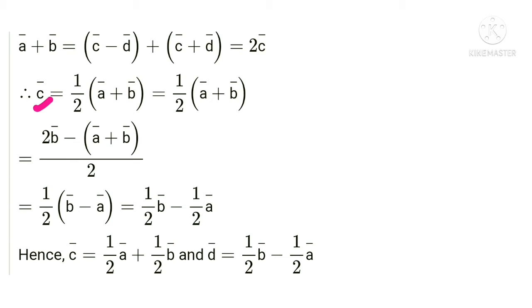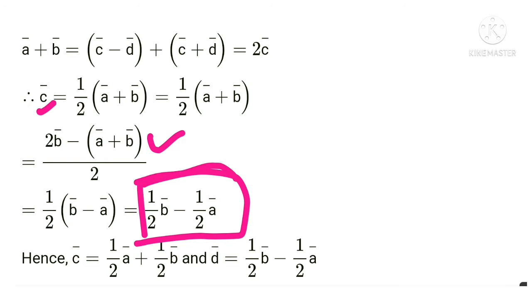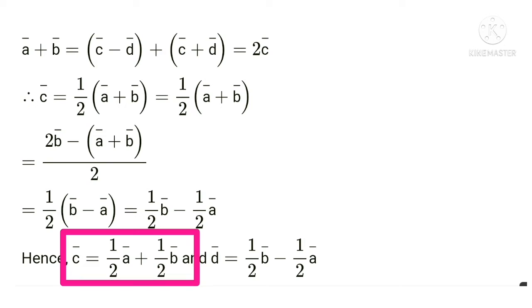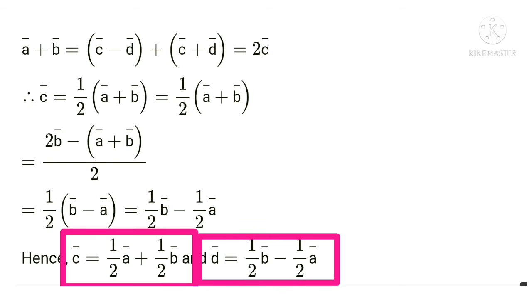So we get C bar is equal to half of A bar plus B bar. Similarly, for D bar we get D bar is equal to half B bar minus half A bar. So in the first case we get C bar is equal to half A bar plus half B bar, and here we get D bar is equal to half B bar minus half A bar.